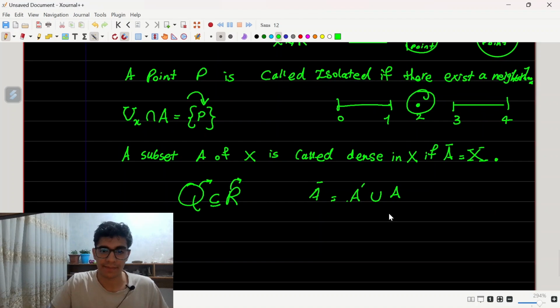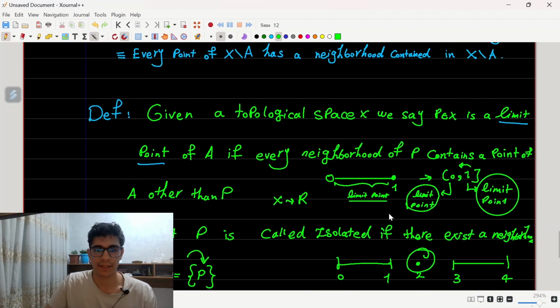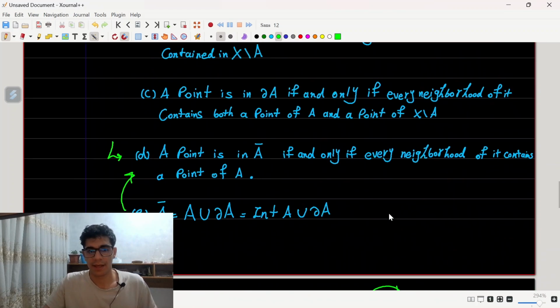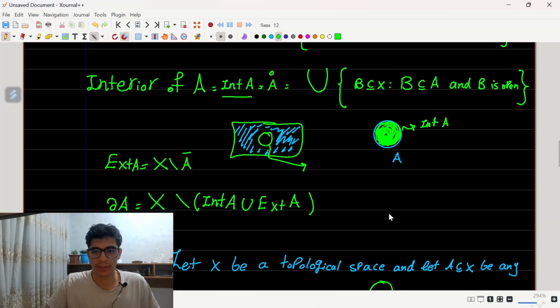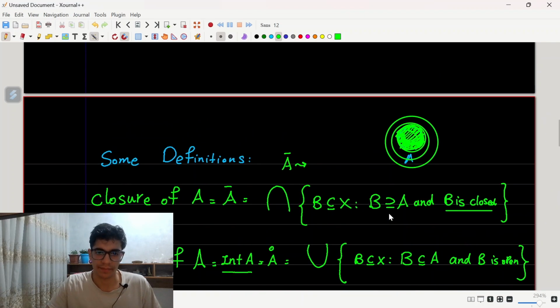So yeah, that's it. And this was just some properties of subsets of sets in topological spaces. And in the next videos, we are going through some other concepts in topology.